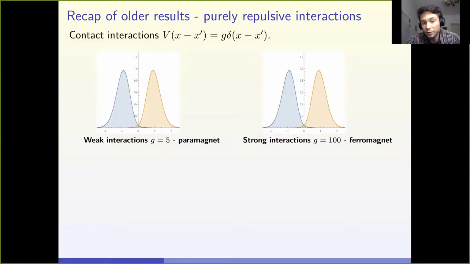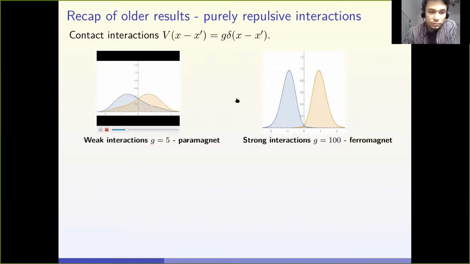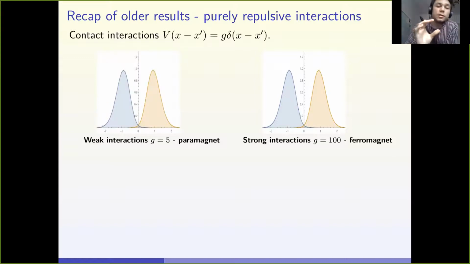So what happened, to give you some idea how the system behaves. We consider now simple contact interactions, repulsive contact interactions, and let's say we take two regimes. The first regime corresponds to the paramagnet, weak interactions, and the second one corresponds to strong interactions. Let's see what happens. If we have a paramagnet, then as you see, the two clouds either overlap or switch places.